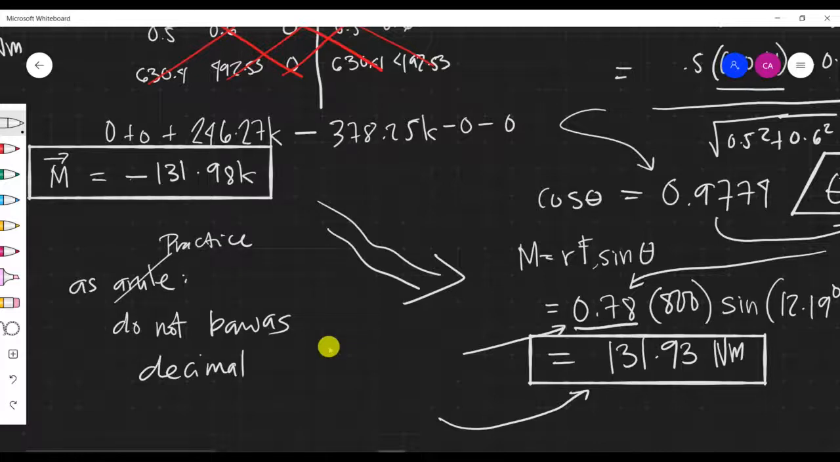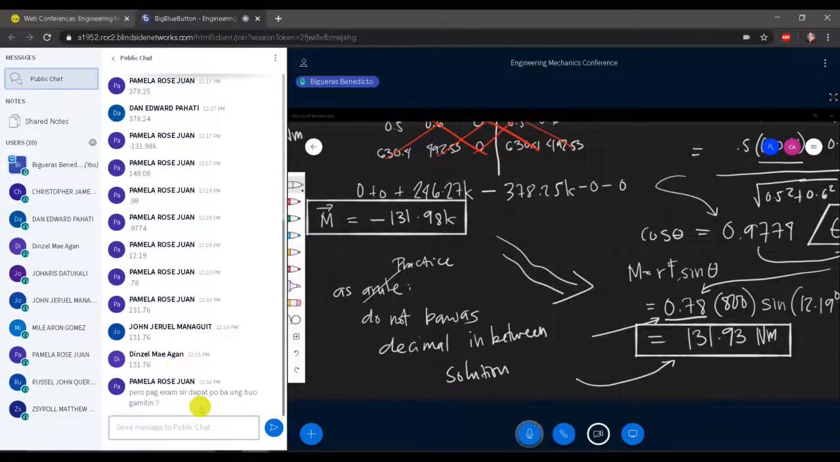Magiging considerate naman ako sa inyo. Mapapansin ko naman, kaya nga may solution-based tayo. Malalaman ko kung saan kayo nagbabawas ng decimal. Pero buti hindi kayo nag-civil, no? Kung civil kayo, mahigpit tayo dyan. So, do not bawas decimal in between solution. Gawin nyo na lang practice, hindi naman rules. Para kahit pa paano, hindi tayo magkakaiba ng sagot. Pero sa exam, as much as possible, dapat buo.